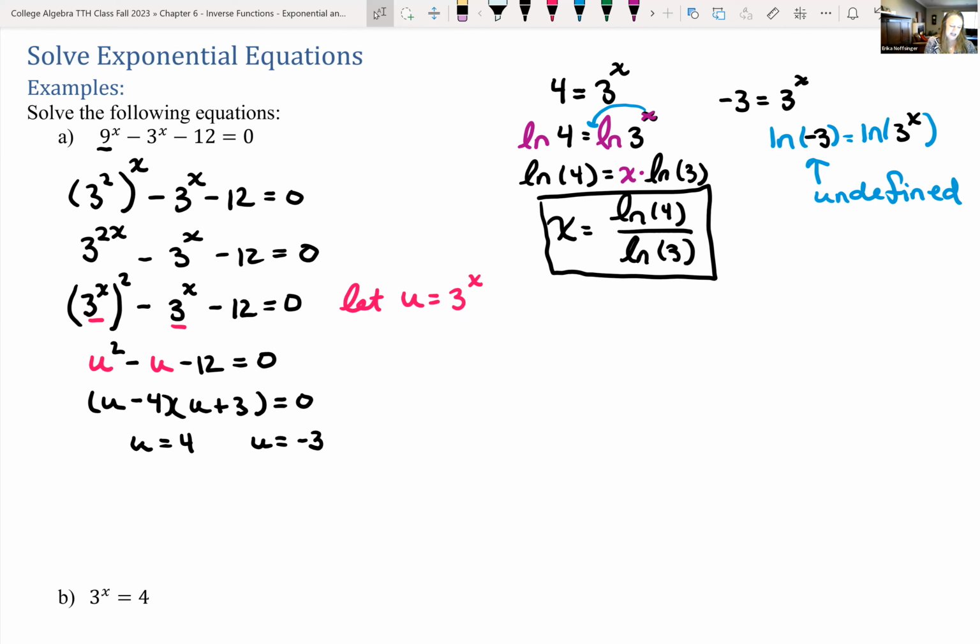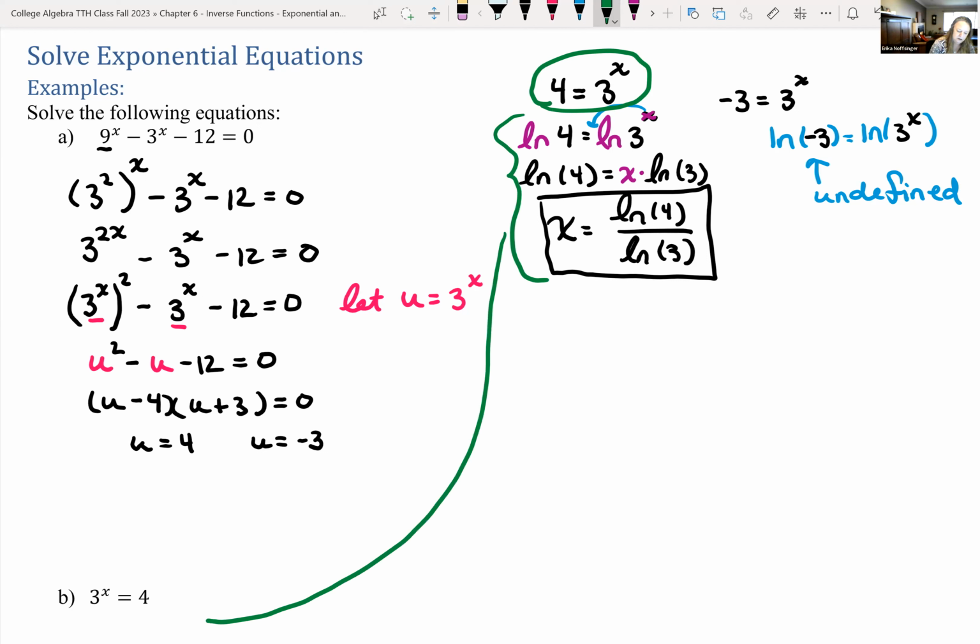And notice that my next example there is what we just solved for when we were solving for the equation above. So we have 3 raised to the x power equals 4. So just take the natural log of both sides, bring down your exponent, and then divide by that natural log to get that exponent x by itself.